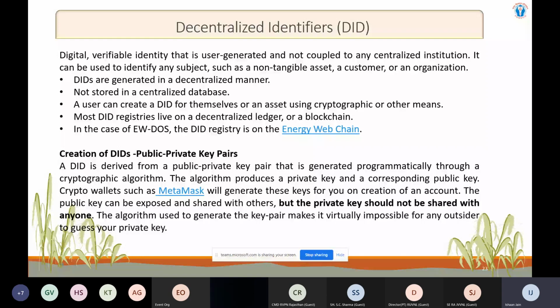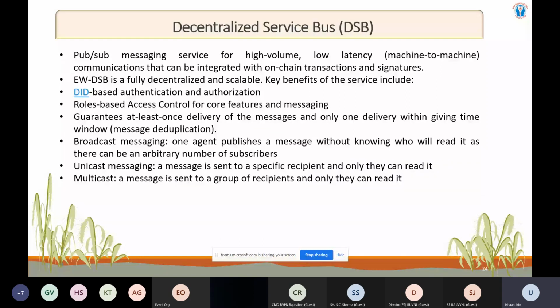This, I told, powers messaging services for high volume, low latency, machine-to-machine communication. Also, you can go for broadcast messaging, like creating a broadcast group in WhatsApp. You are sending a message to many persons through your single identity, not forming a WhatsApp group but forming a broadcast group. Unicast messaging is for a particular specific recipient. Suppose some people have solar rooftops only, and you need to share a message only with solar rooftop owners; you can go for unicast messaging. If you want to broadcast the message to all the participants or stakeholders of the network, then you can go for multicast messaging.